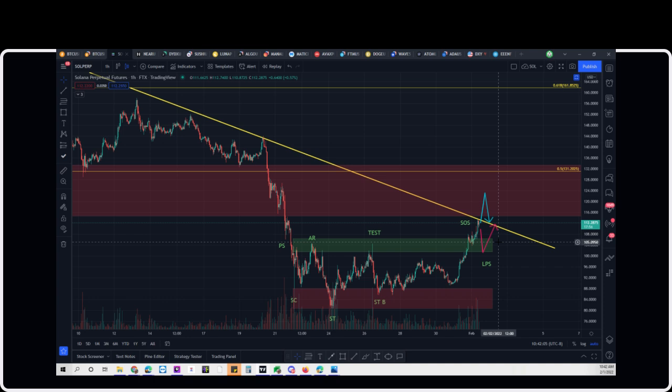But I believe the entire market is ready for one more push up, and that will benefit Solana, at least in the short term.